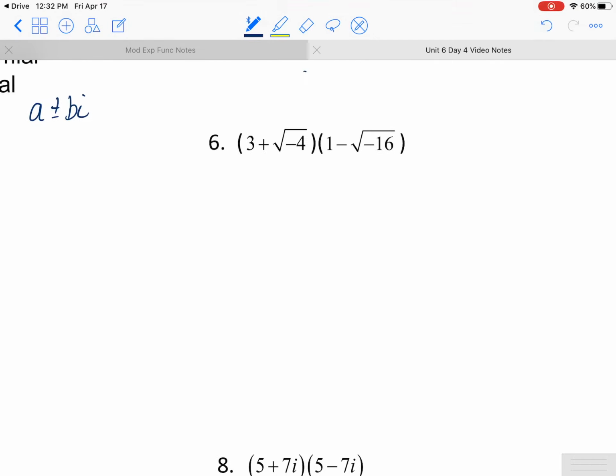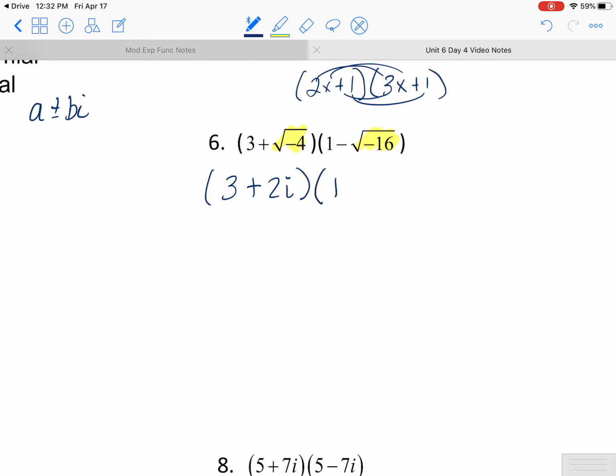All right, number 6. This one kind of looks pretty similar to something like this. And again, we would do our double distributive property. Now, before we do that, I'm actually going to simplify my radicals. So what I really have is 3 plus 2i times 1 minus 4i.